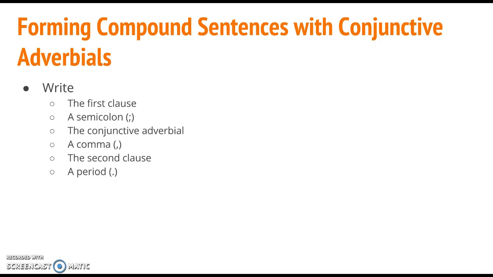Forming compound sentences with conjunctive adverbials is fairly easy. You just start by writing the first clause, adding a semicolon at the end of the first clause, the conjunctive adverbial, add a comma, write the second clause, and then a period.